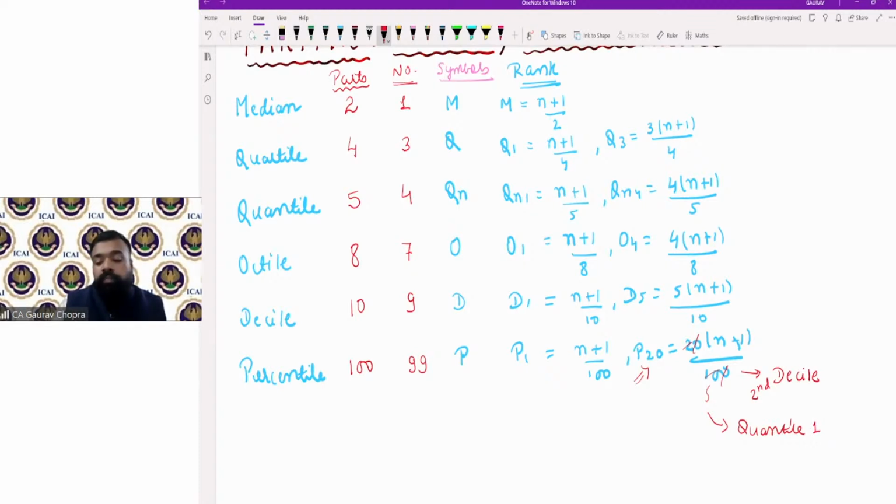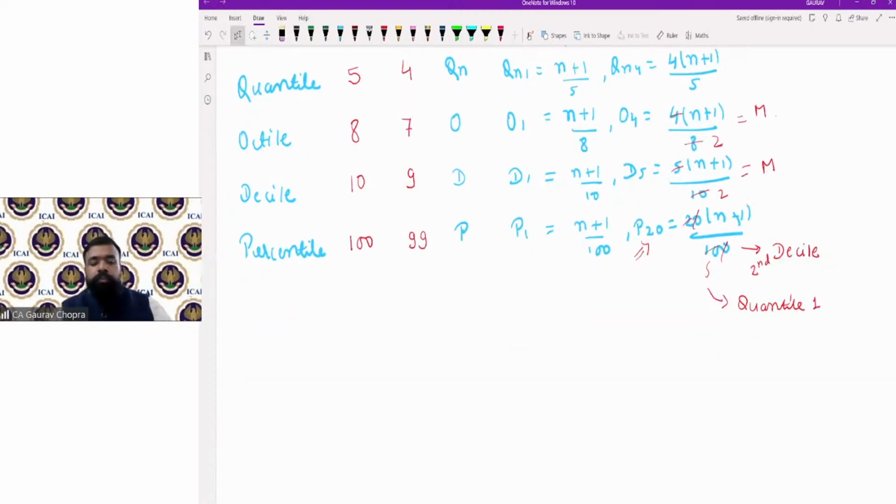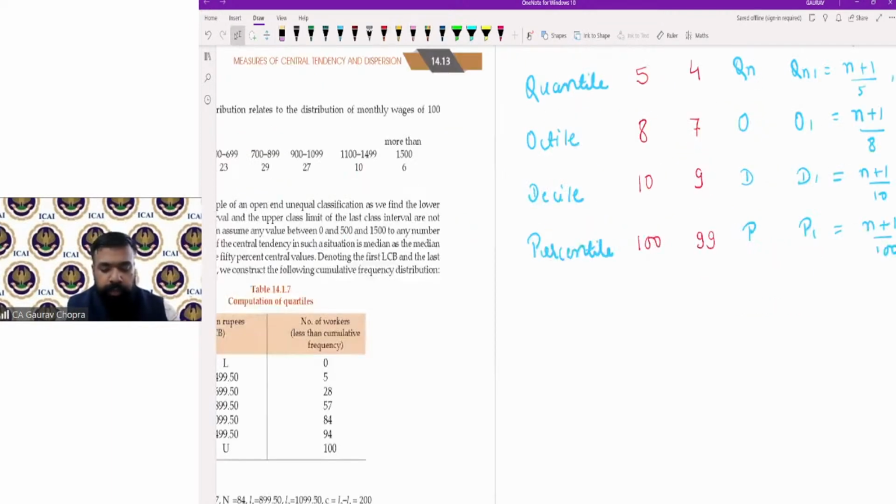If you cancel D5, 5 and 10, it becomes (n+1)/2, which is basically the median because the denominator is 2. O4, if you cancel, is again (n+1)/2, so it is equal to the median. So some of the positional values are equal. All right, so this is the basic thing for calculation of positional values. Now let's take one example based on this.